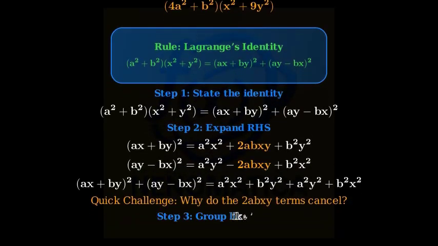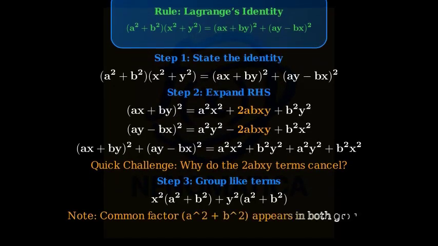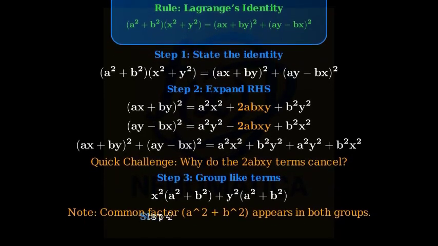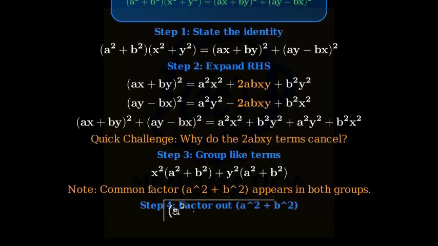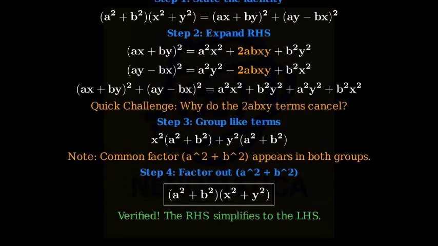Step 3. Group like terms. Factor the x squared terms together and the y squared terms together. Step 4. Factor out the common factor a squared plus b squared. This yields left parenthesis a squared plus b squared right parenthesis times left parenthesis x squared plus y squared right parenthesis, matching the left-hand side exactly.